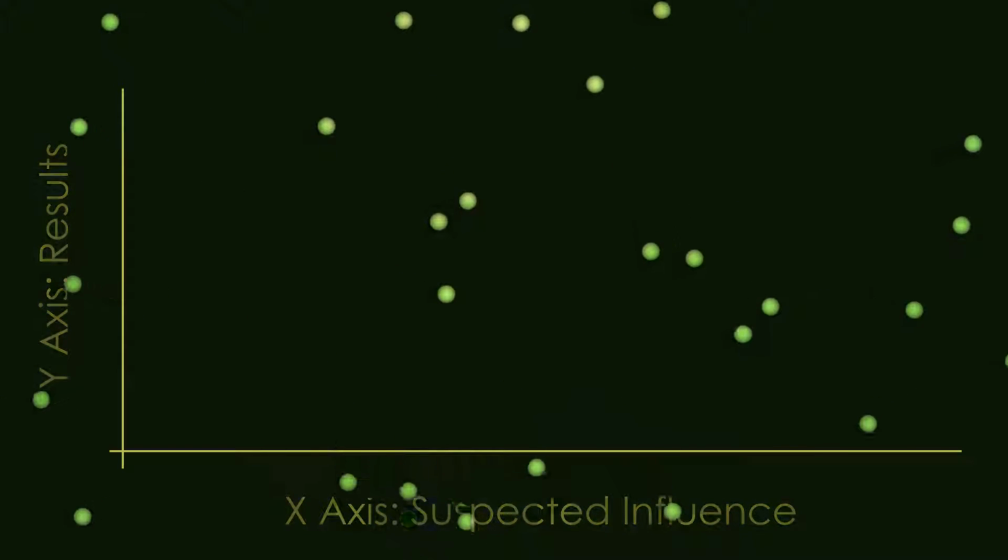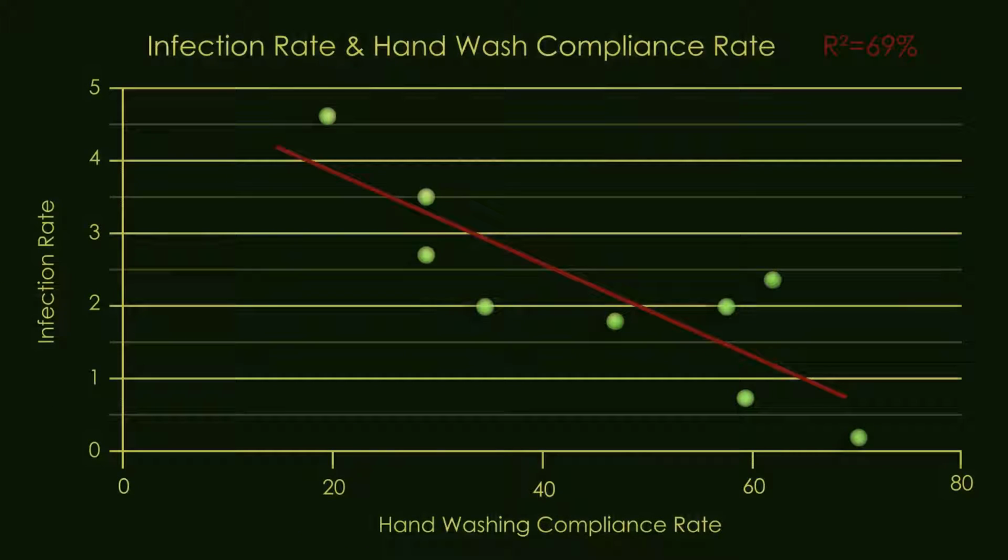Looking once again at our example, we see how the infection rate and the hand washing compliance rate is related to one another. Based on this, you might suggest that as the hand washing compliance rate increases, the infection rate decreases. And building on this inference, you might hypothesize that if staff wash their hands correctly and consistently between patients, then infections are less likely to spread and the infection rate would go down.